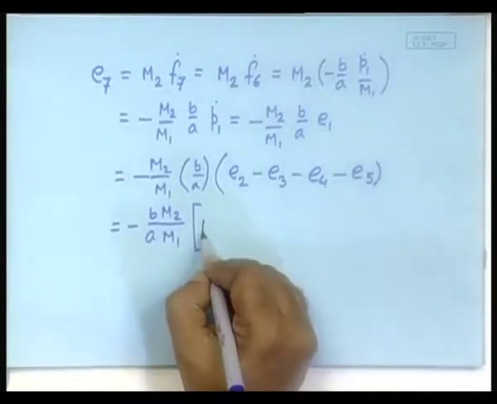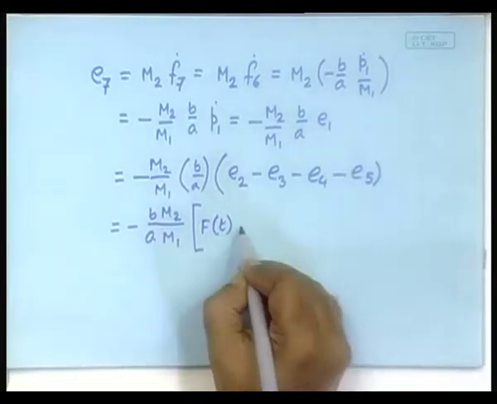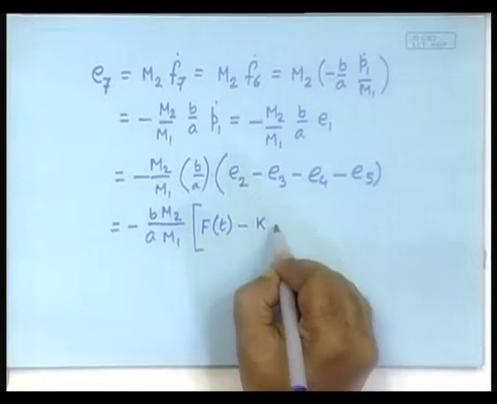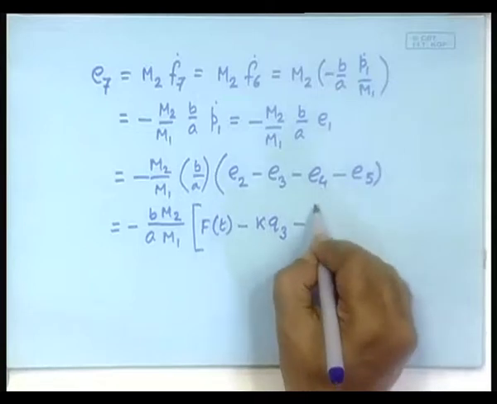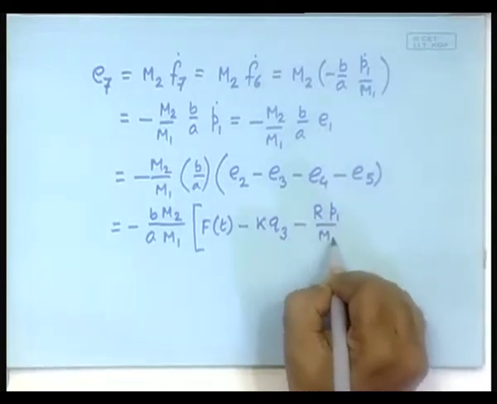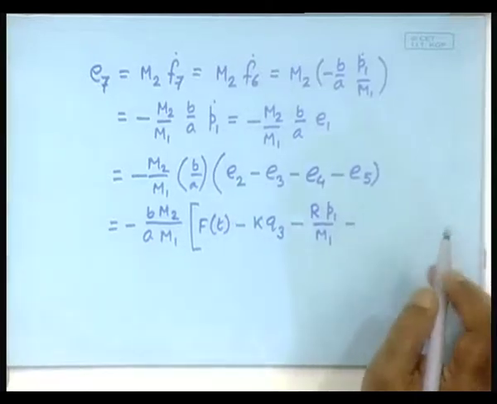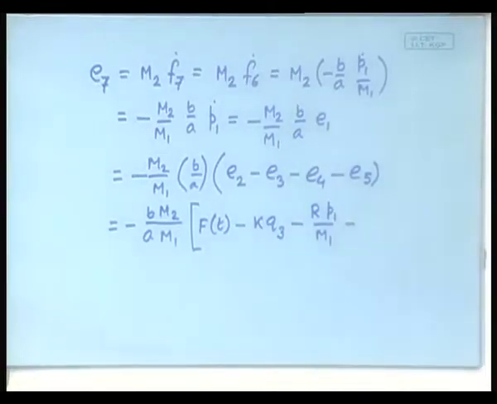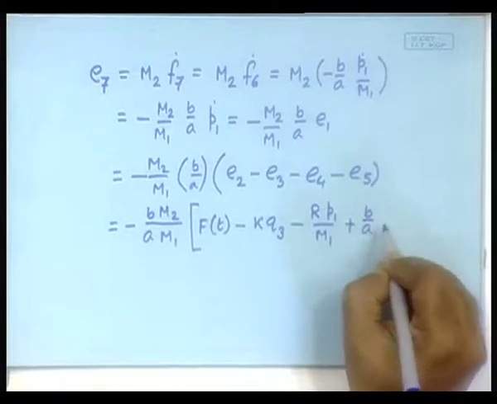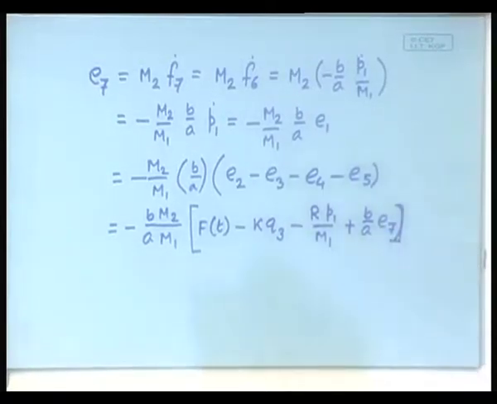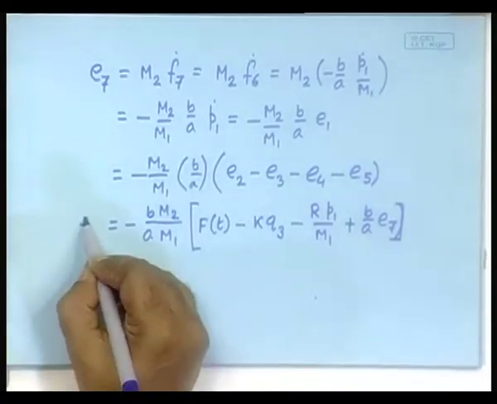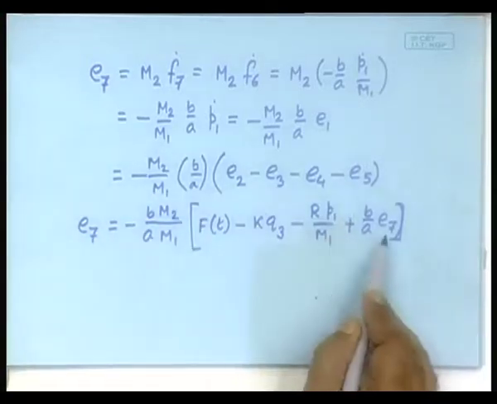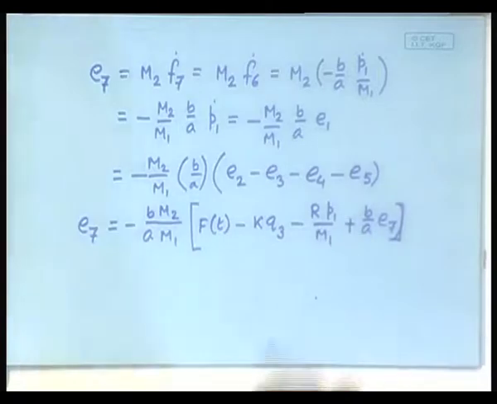It comes to be F of t for E2, minus E3 is KQ3, minus this is RP1 by M1, minus this fellow which was minus B by A E7. So, this becomes plus B by A E7, fine. So, when you have this, you would notice that in the left hand side you have E7, in the right hand side also you have E7. So, you can easily extract this value.